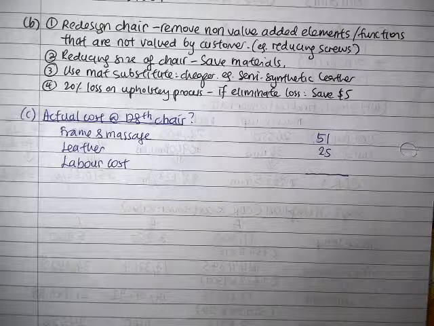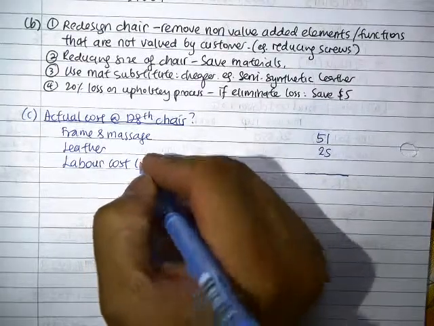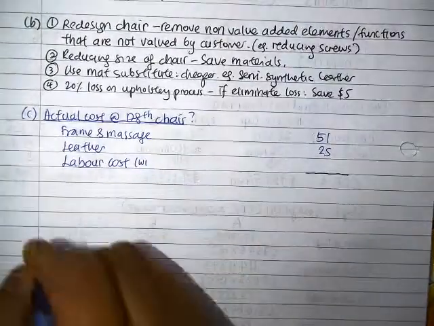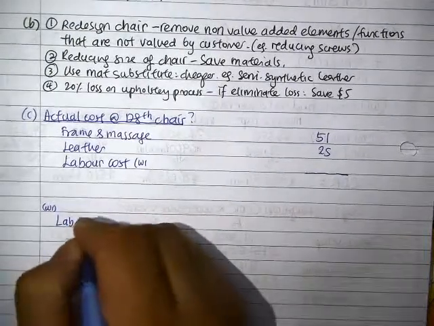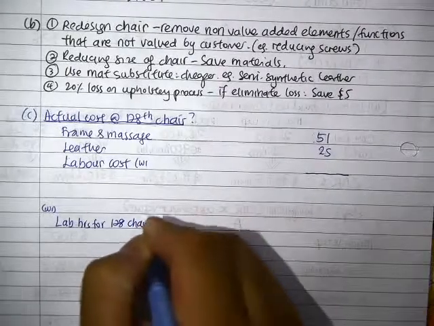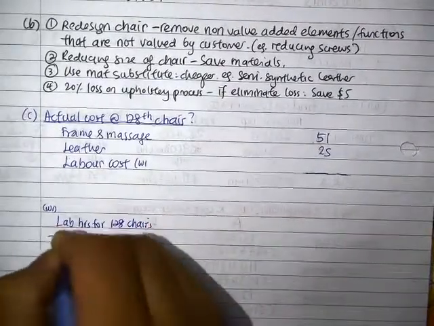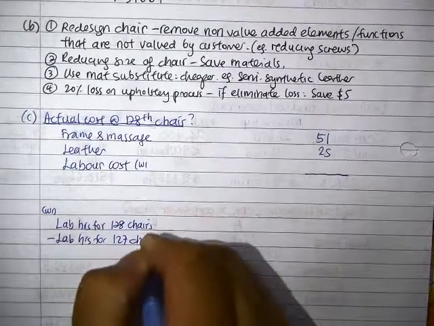So you've got to find the actual cost for the 128 chair. To do that, you must know the hours, correct? Okay, so I put the working here. Now we take the labor hour for the 128 chair minus the labor hour for the 127 chair.